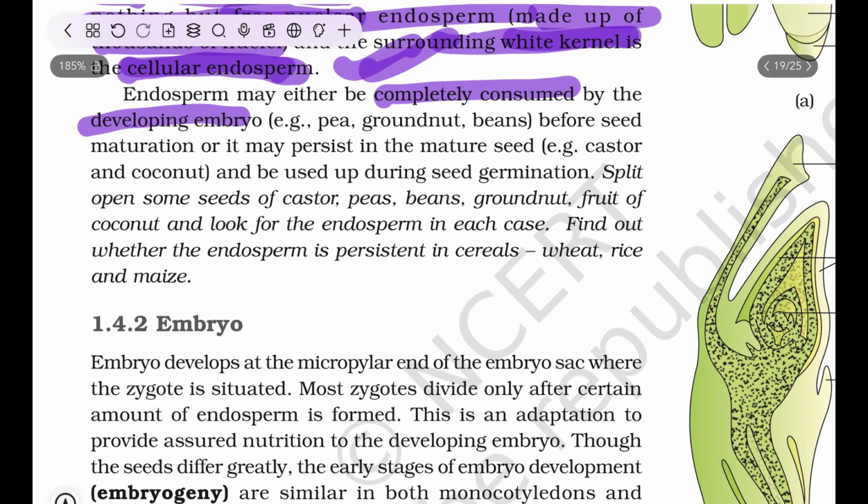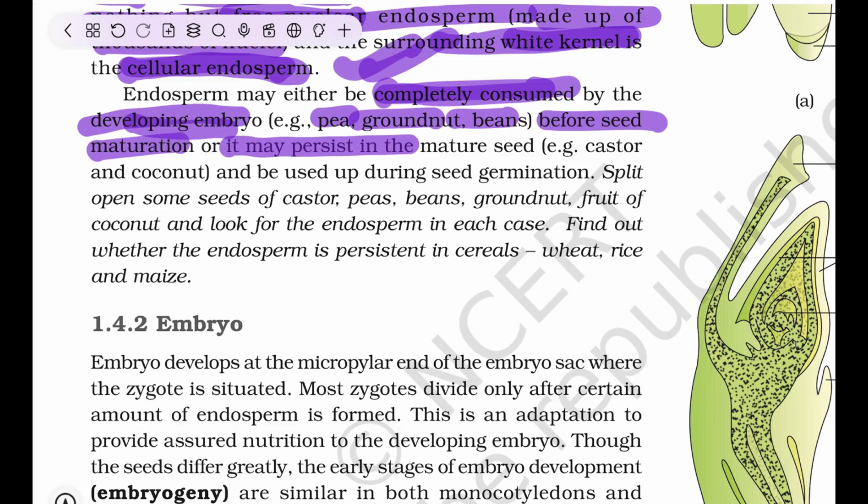Now the endosperm may be either completely consumed by the developing embryo. Basically, the endosperm is either completely consumed during embryo development or not. For example, in pea, groundnut and beans, the endosperm is completely consumed for embryo development before seed maturation, or it may persist in the mature seed. For example, in castor and coconut the endosperm persists and remains; it will not be consumed like in pea and groundnut, it will remain till the mature seed.